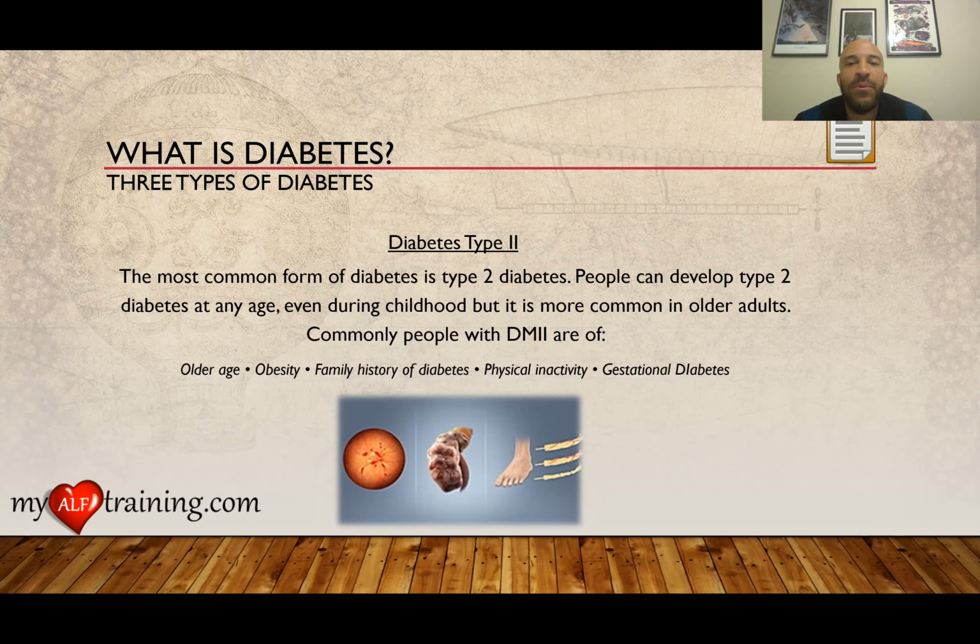So people can develop type 2 diabetes at any age, even during childhood. But it is much more common in older adults, as we have seen in the general population.